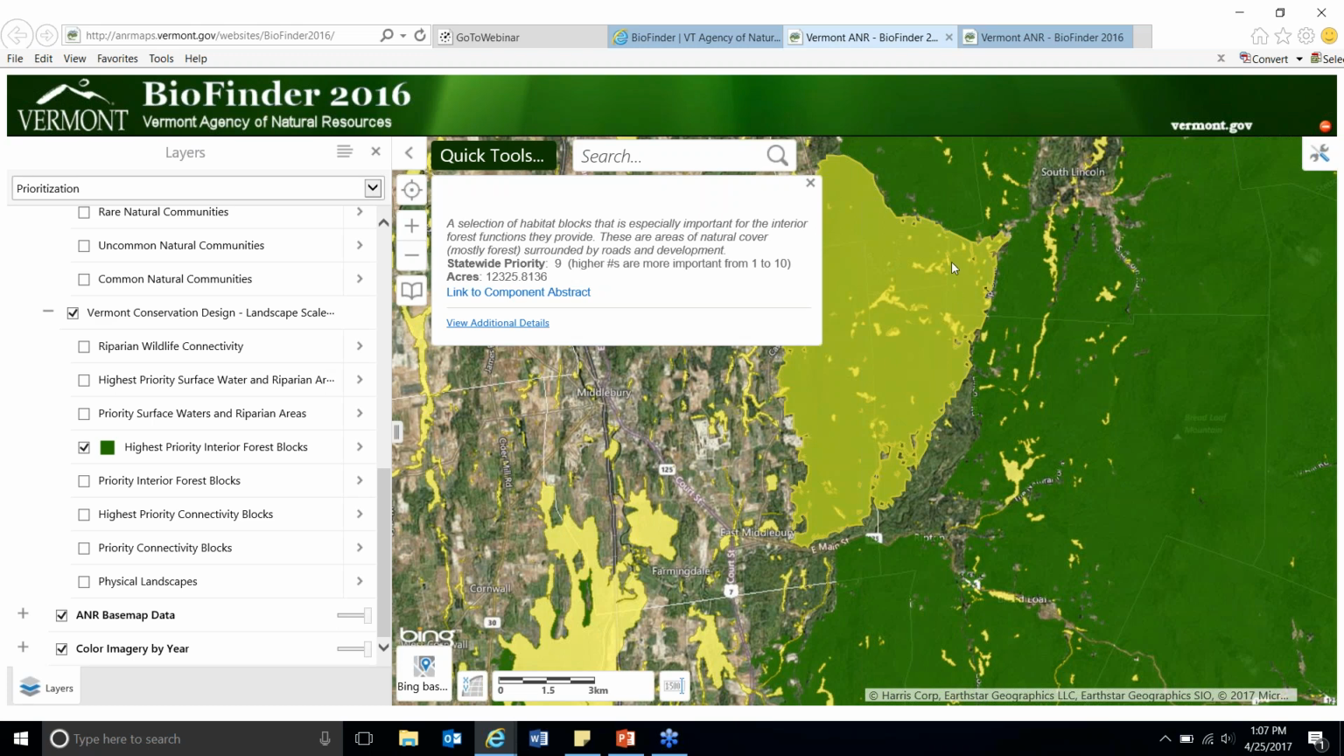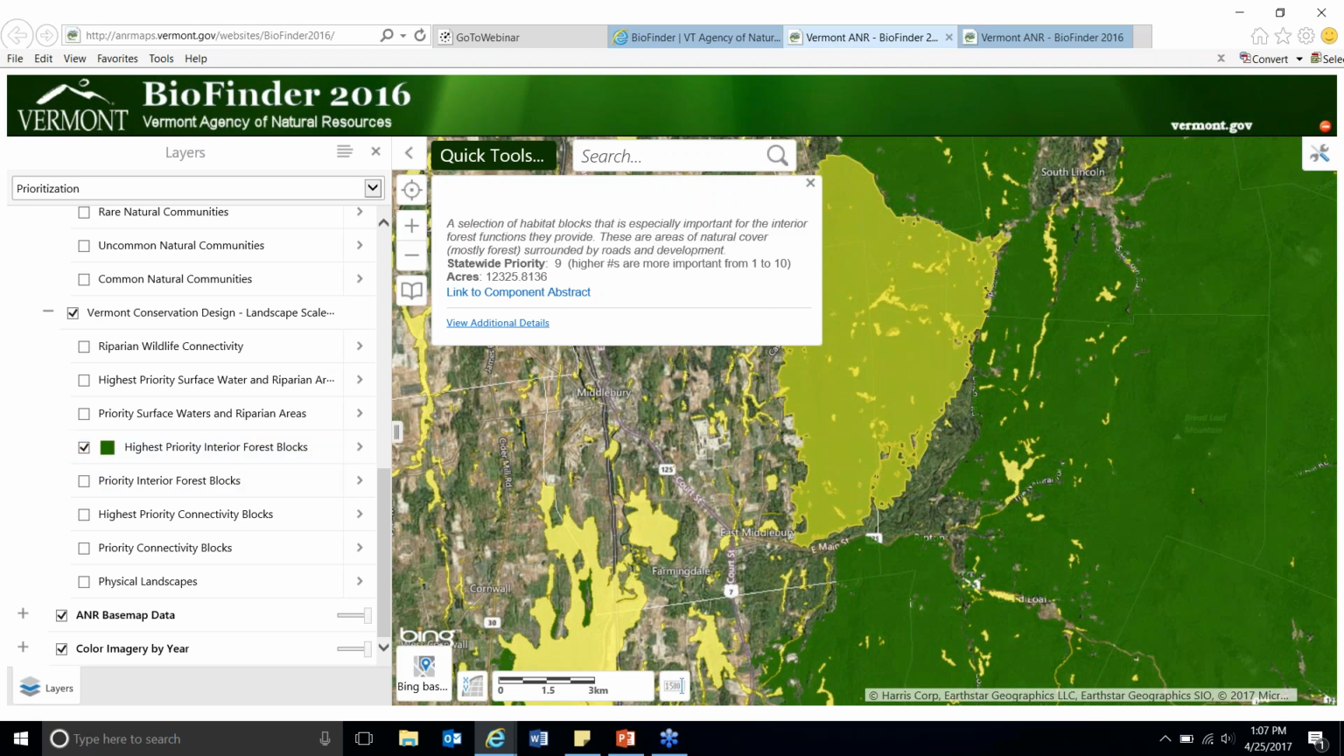And it'll highlight the block, the highest priority interior forest block that this is part of. And what that block is, that's a block that's entirely forest with no major roads or buildings. It's the natural land and it's surrounded by roads and buildings. And so in this case, it'll give me a quick overview of what highest priority interior forest block it is.